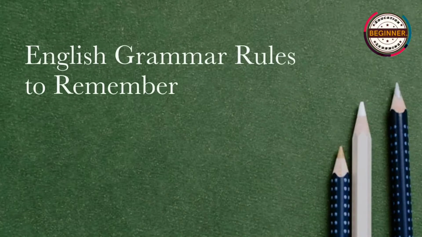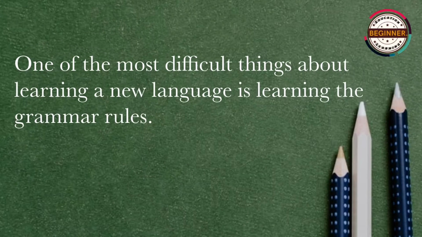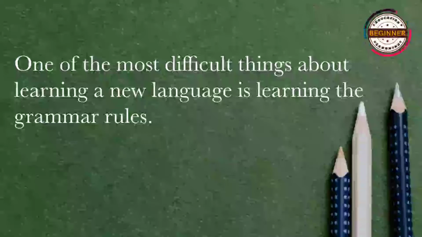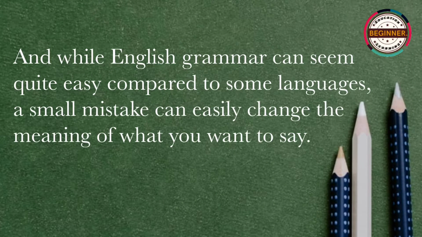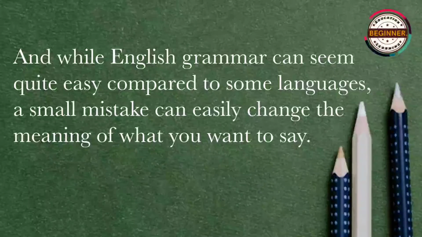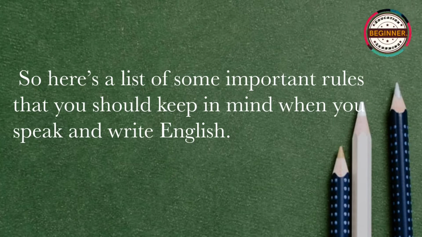English grammar rules to remember. One of the most difficult things about learning a new language is learning the grammar rules. And while English grammar can seem quite easy compared to some languages, a small mistake can easily change the meaning of what you want to say. So here's a list of some important rules that you should keep in mind when you speak and write English.